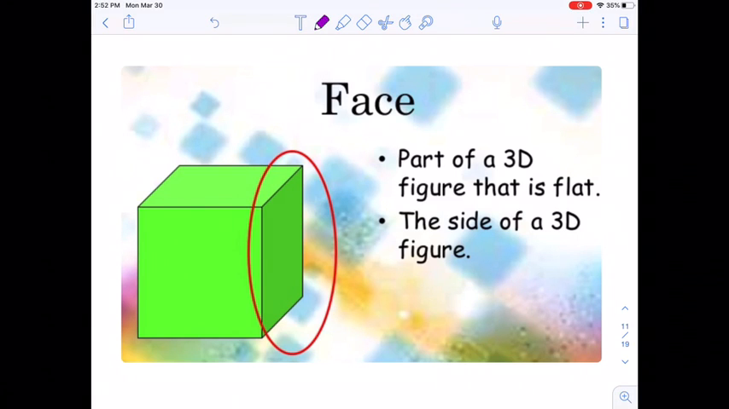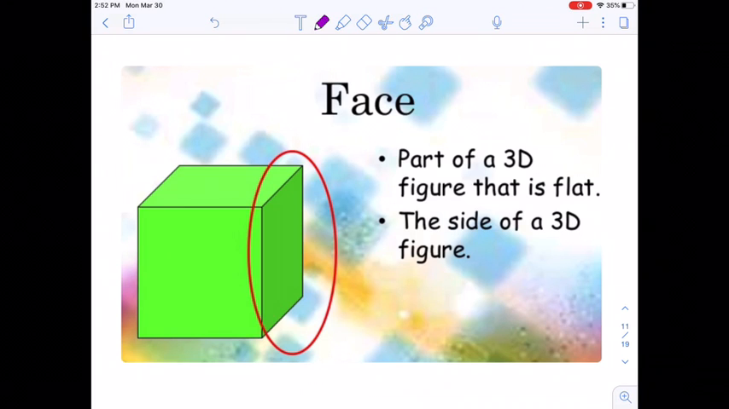The first important word that we're going to learn is called a face. Now that's a little bit different than your face or my face. 3D figures have faces too, just not the same kind of face that you and I have. A face on a 3D figure is the part of that figure that's flat, or it might be called the side or the front or the top or the bottom, but it's the sides of a 3D figure.